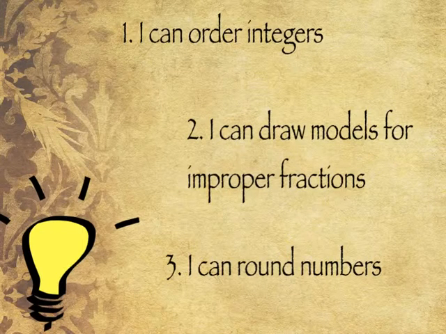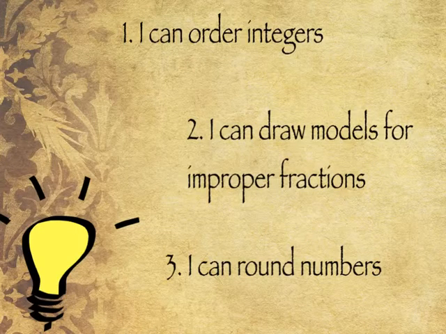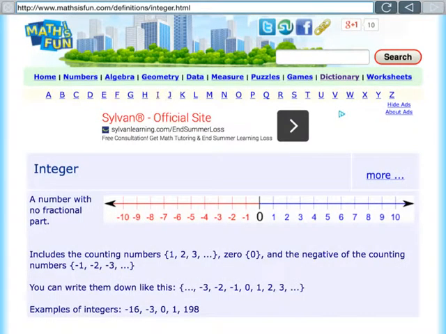Today we will be ordering integers, drawing models for improper fractions, and rounding numbers. And we will start by ordering integers. Just to remind you, an integer is a number with no fraction, so it's any whole number, so it can be 0, 1, 2, 3, or any negative number.